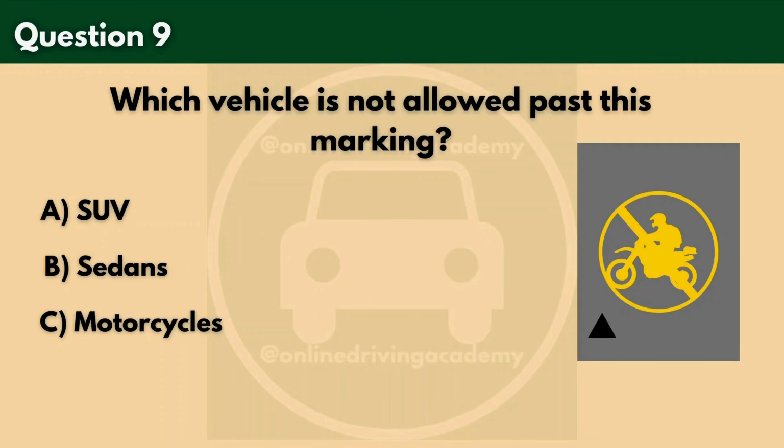Question 9, which vehicle is not allowed to pass this marking? We can see a motorcycle with a yellow line going through. It's prohibiting motorcycles only. So is it A, an SUV, B, sedans, or is it C, motorcycles? Obviously, since there is a motorcycle in the road marking, it will be option C.